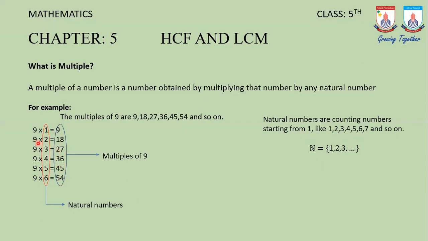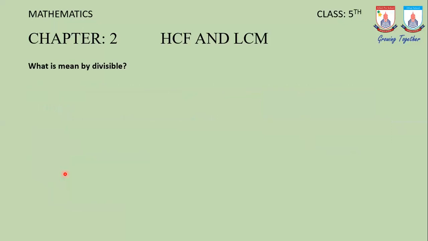When 9 is multiplied repeatedly by a natural number, it gives us multiples of that number. Let's recall the definition. A multiple of a number, which is 9, is a number obtained by multiplying that number by any natural number. So the multiples of 9 are 9, 18, 27, 36 and so on.